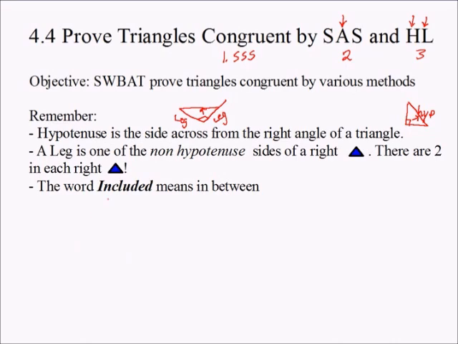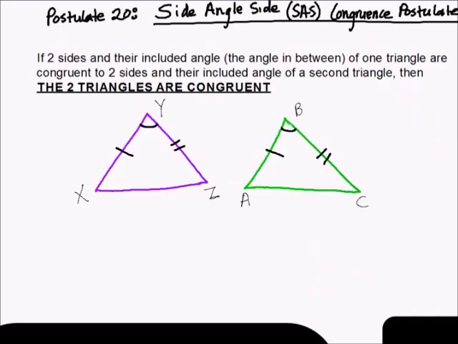And the word included means in between. So if I have two sides, then the included angle would be the angle in between. So if I have side AB and I have side BC, then the angle in the middle is the included angle, okay? I just kind of wanted to give my visual people something to look forward to. Let's go ahead and switch cards.